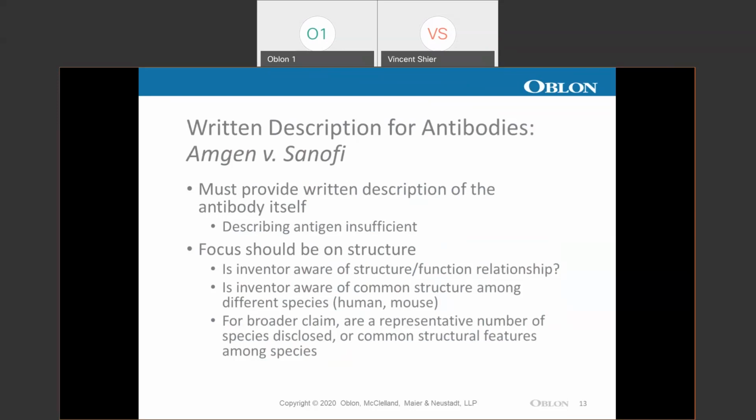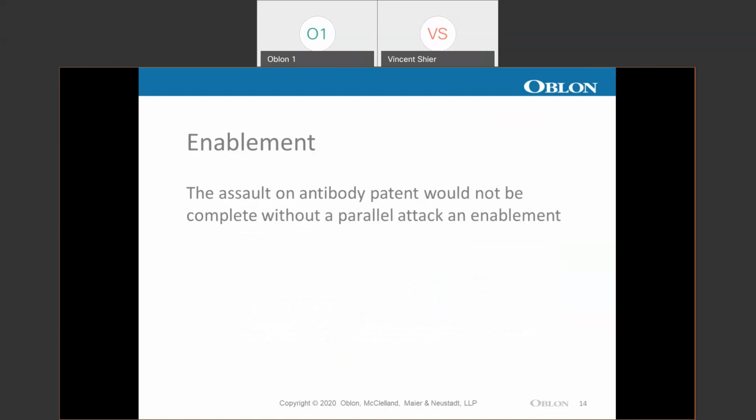Grace, as we discussed earlier, there's often a blurred line between written description and enablement. These cases so far show how the courts are reining in antibody claims through the written description requirement. But isn't the focus of the courts in AbbVie and Amgen related to written description, and doesn't that also relate to the factors for enablement? Absolutely. As is often the case, written description and enablement go hand in hand. In fact, an assault would not be complete without bringing the two prongs of Section 112 into play.